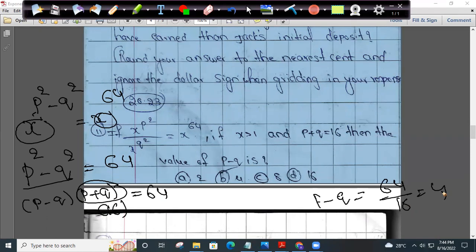Next question. Questions would be simple. It all depends on how we approach the questions. So 4, right? Yeah. Next model.